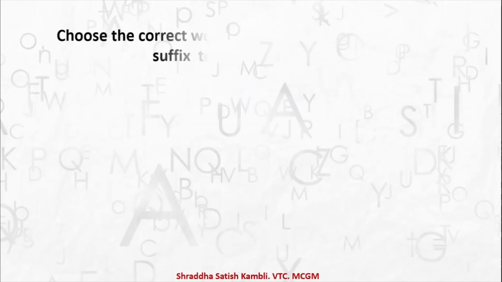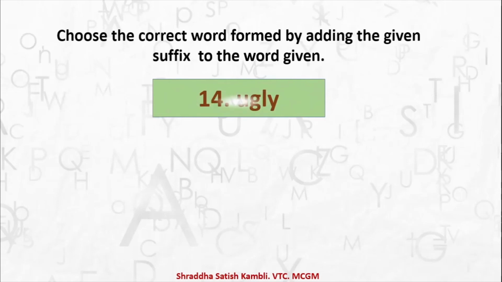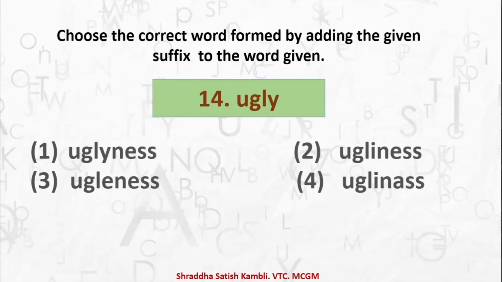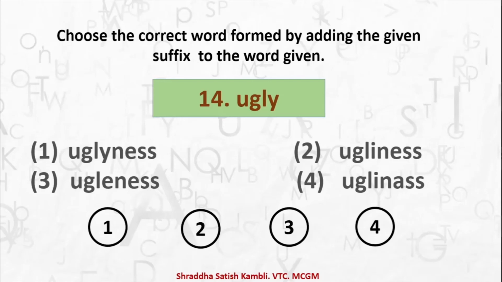Let's go to the second last question, that is example number 14, ugly. So we have already seen this example and I'm sure you will know the answer quickly. So come on, look at the words and tell me which is the right one. Yes, it is answer number 2, ugliness. So you replaced the Y with the I and took on the ness suffix.